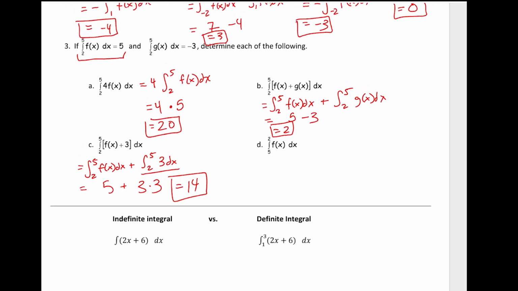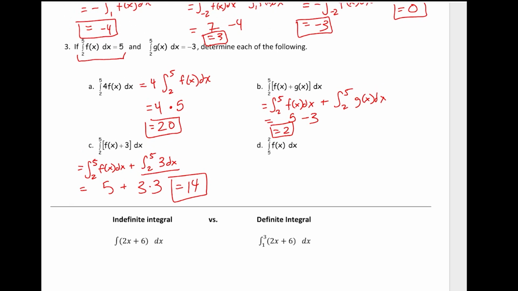The last one is going to require that we flip the bounds. So this is going to equal the opposite of the integral from 2 to 5. And that integral from 2 to 5 of f of x is given. So this will be negative 5.